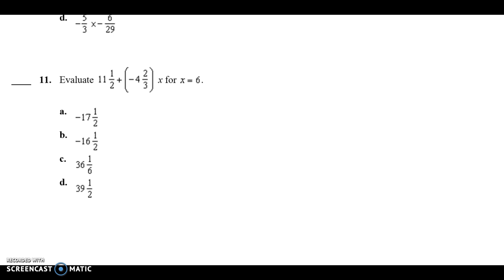Number 11. Evaluate 11 1/2 plus negative 4 2/3 x for x equals 6. A. Negative 17 1/2. B. Negative 16 1/2. C. 36 1/6. D. 39 1/2.